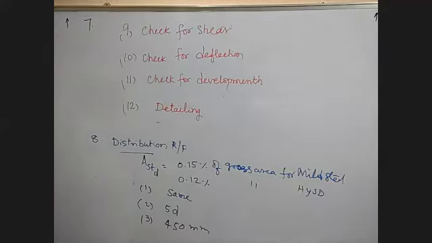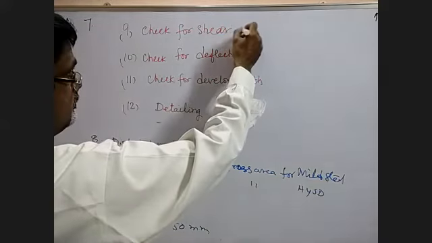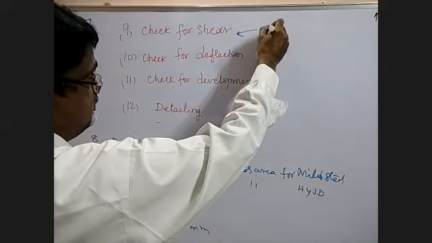The same checks: check for shear, check for development length, and check for deflection. The important one here is, in the case of check for shear, we calculate the tau v and tau c values. But in this case, the shear is not critical.